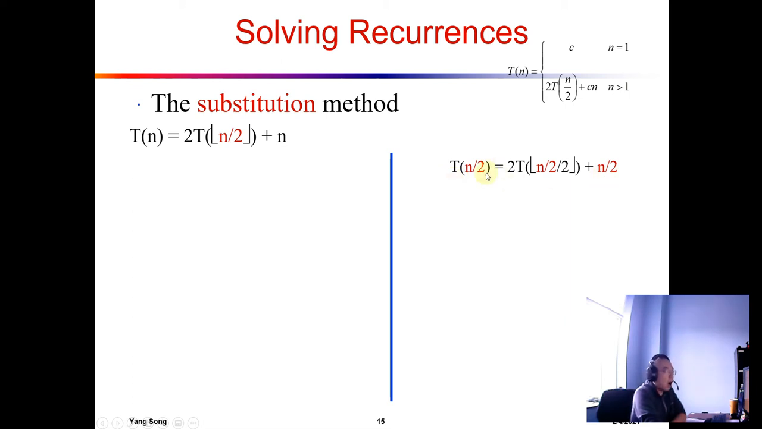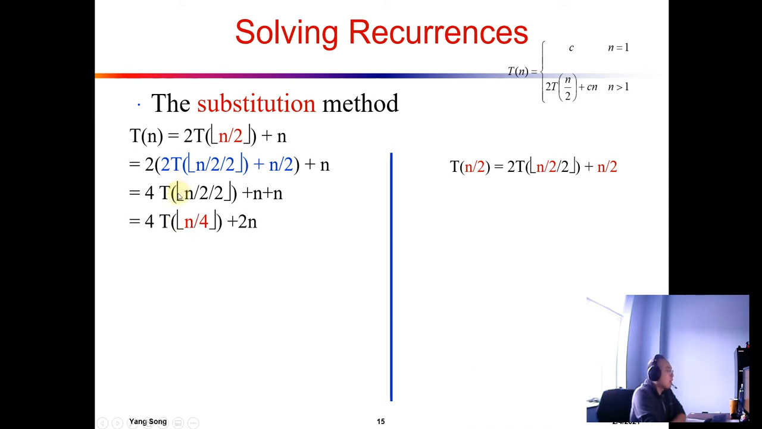Since we are able to solve T(n/2), we go to the left side. On the left side, I'm just replacing T(n/2) with this part. I grab this and put it into the left part. I massage that a little bit and move on, and I got this version: 4T(n/4) plus 2n. Okay, now we have another question. How do we solve T(n/4)?